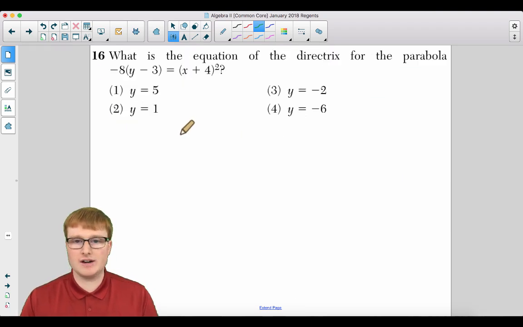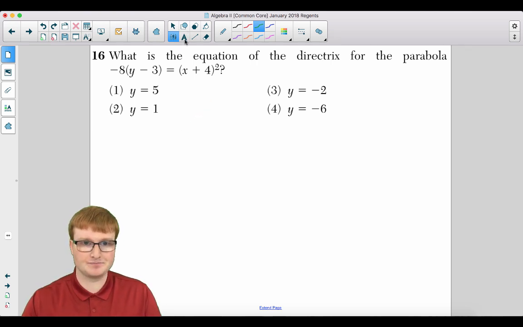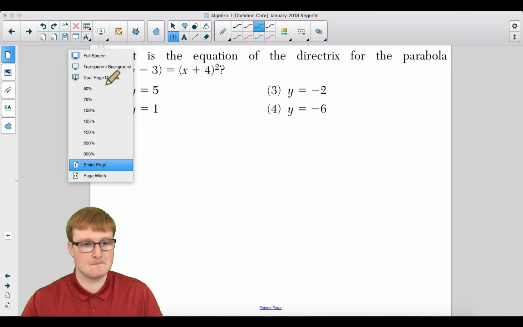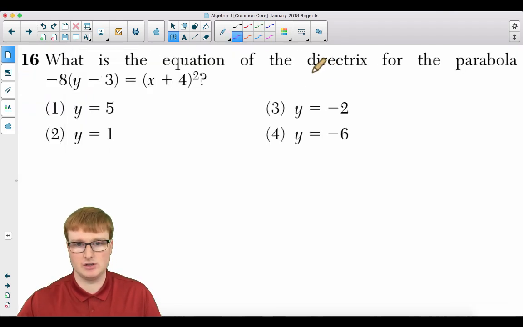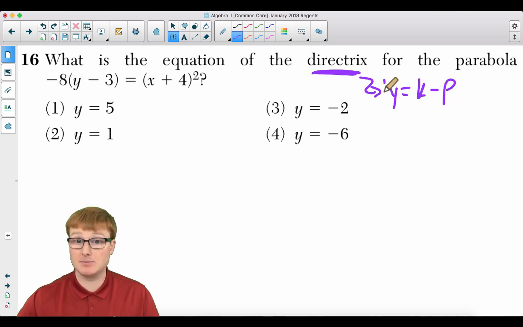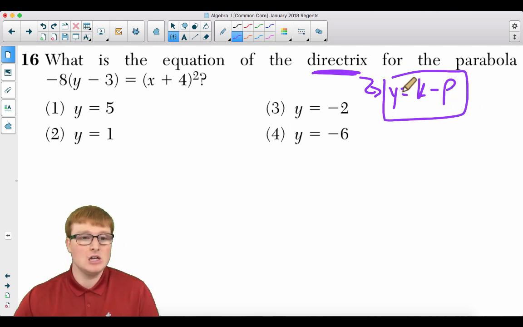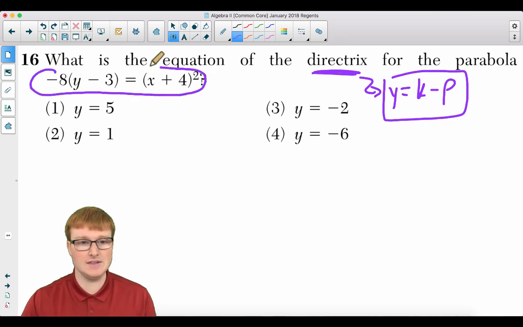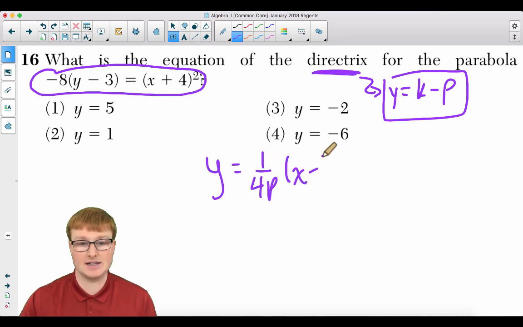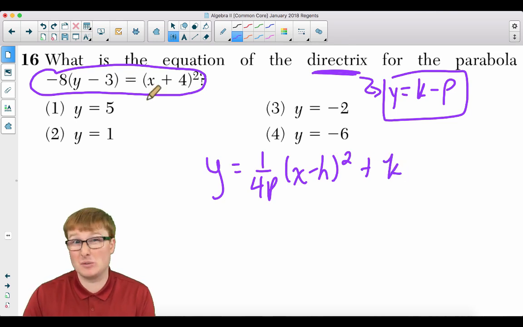What is the equation of the directrix of the parabola negative 8 times y minus 3 equals x plus 4 squared? So you should know by now that the directrix formula is y is equal to k minus p. That's important information to get this question right. So, what I need to do is take this quadratic and put it into a form that I like. Well, I like the form of y equals 1 over 4p times x minus h squared plus the value of k. Let's go ahead and put it in the form that I like.